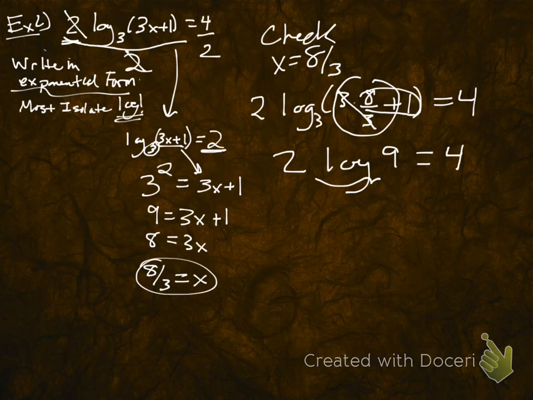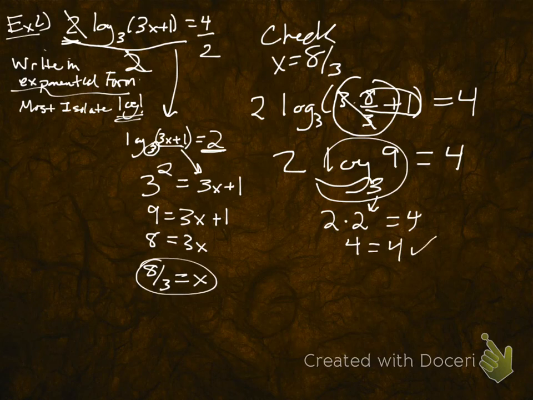Wasn't it log base 3? This should be log base 3 of 9, which log base 3 of 9 is just 2 because 3 squared is 9. So I have 2 times, I can replace that with 2 equals 4, and I get 4 equals 4. So that, in fact, worked.